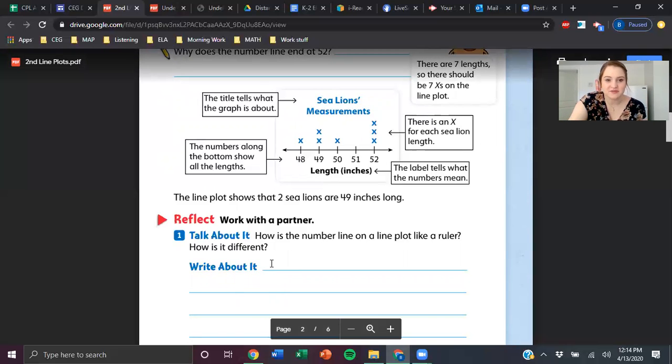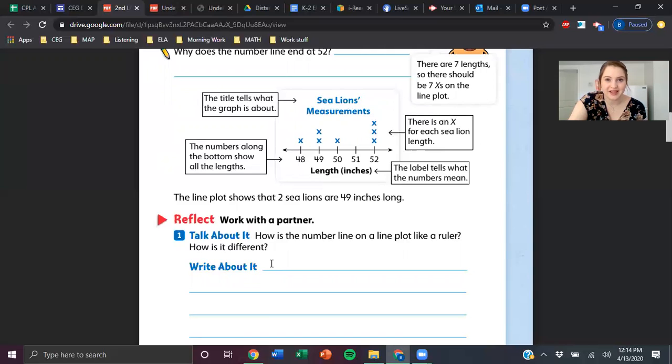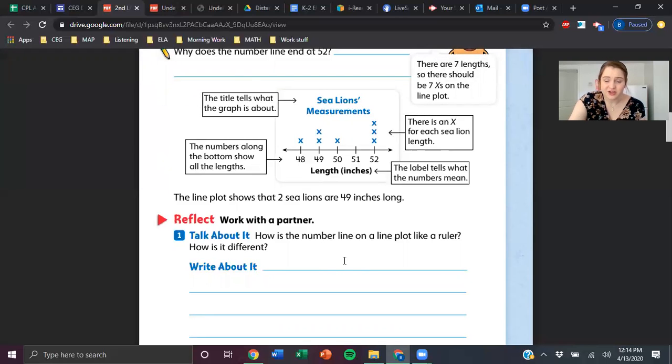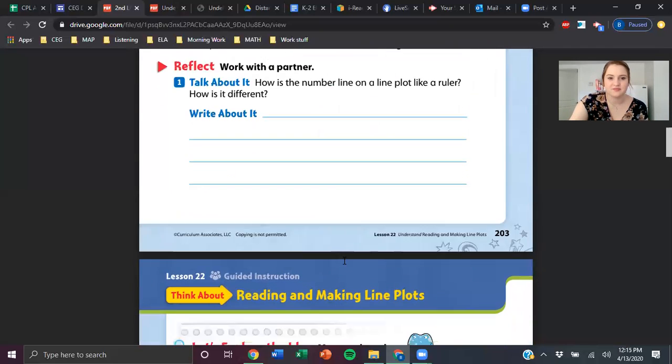Now let's take some time to reflect. Get your pencil ready and listen to the question. How is the number line on a line plot like a ruler? How is it different? If you already forgot, you can go back to the first page and read again how those two things are similar and how they are different. Pause the video while you write your answer. Unpause when you're ready to keep learning. Great job writing. Let's keep moving.